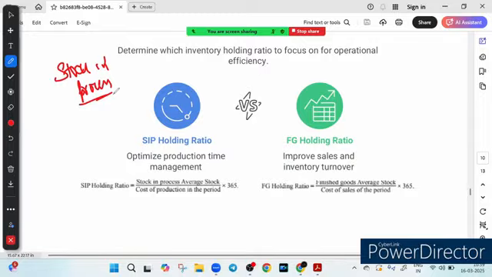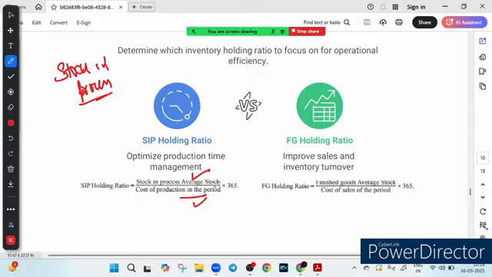It measures the average time raw material stays in production before turning into finished goods. And the formula is quite simple: you write the stock in process, SIP average stock, in the numerator, and the cost of production in the period in the denominator, multiplied by 365. It helps optimize production time management, reduces bottlenecks in the manufacturing process, and ensures a steady flow of goods to meet demand.